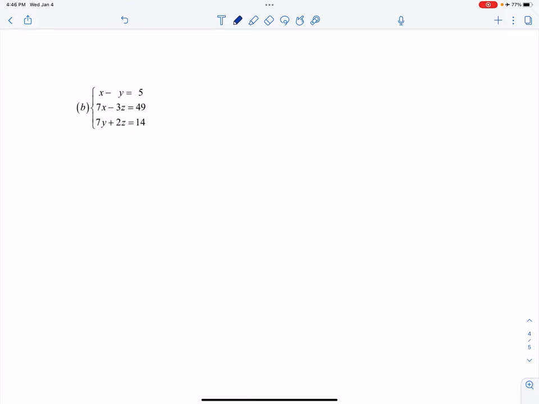All right, first let's turn this into a matrix. 1, -1, 0 equals 5, 7, 0, -3 equals 49, 0, 7, 2 equals 14.